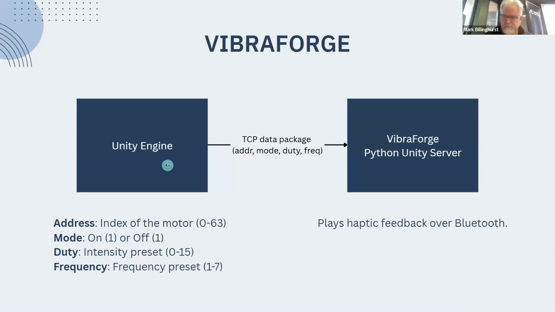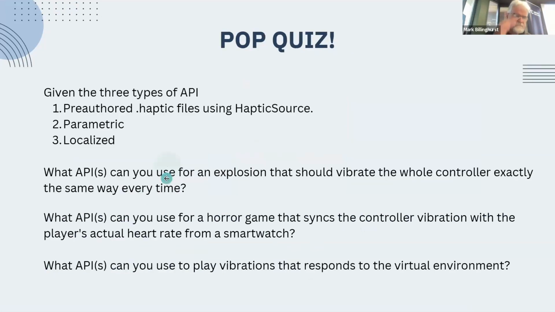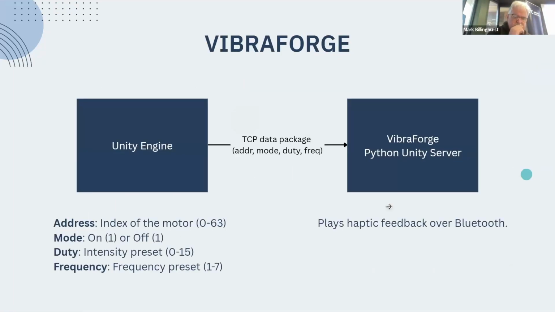So the third one is the duty. They use a preset instead of a specific intensity. It starts from 0 and ends at 15. 15 is the max. So you just have to play around and figure out which one works best for you. Frequency is the same frequency that we talked about, but it's also a preset. So 1 is the lowest, 7 is the highest.